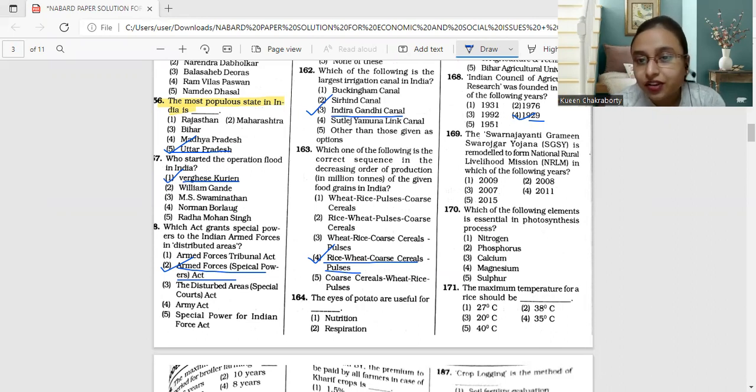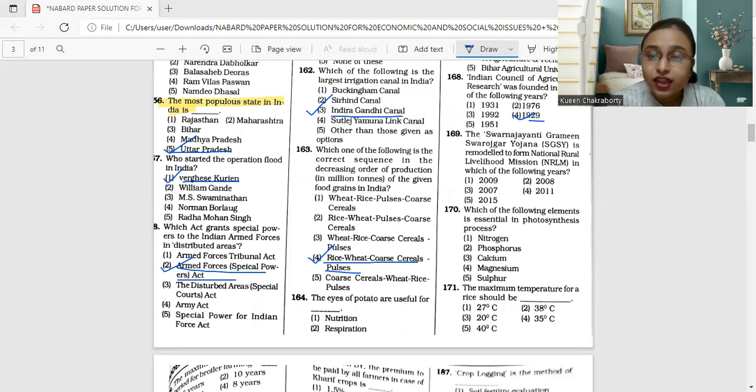The question that is in front of us is: the Swarna Jayanti Gramin Swarojgar Yojana, which is the SGSY, is remodeled to form the National Rural Livelihood Mission, which is the NRLM, in which of the following years? 2009, 2008, 2007, 2011, or 2015. So here we have five options and we have to choose the correct answer from here.